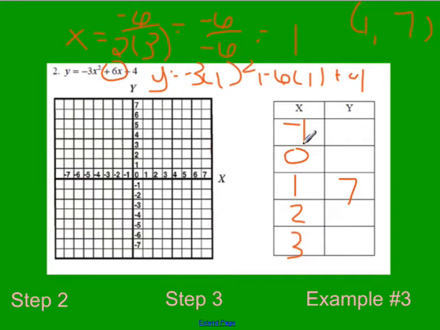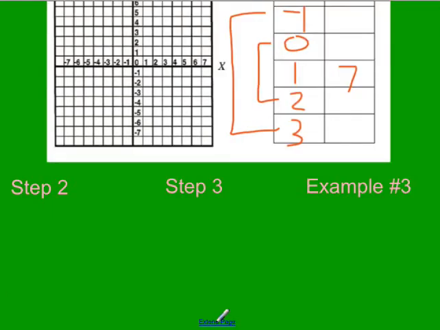Now I need to plug in each of these values to get my y. Here's an important thing to remember: each of these pairs is going to have the same value for y. When you plug that in, the first thing we're going to plug in is 2. So we're going to plug 2 into that original quadratic. So we're going to get 3. Now instead of writing x, I'm going to put 2.